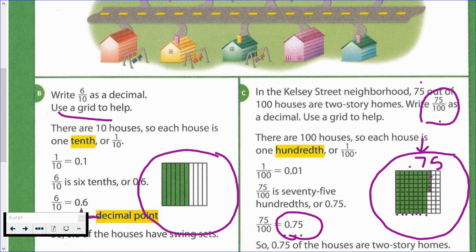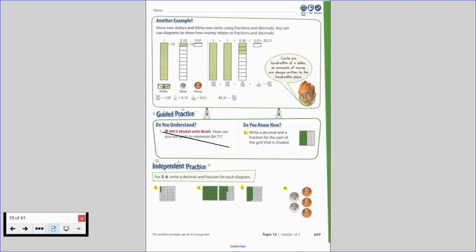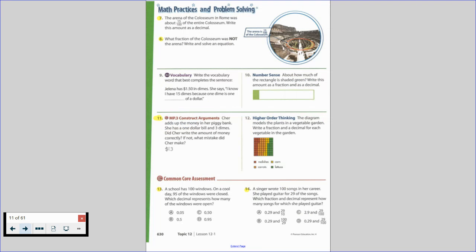So as you are working today, you're going to be asked to work on the following problems. On the first page of the lesson, please work on numbers 2, 3, 4, 5, and 6. On the second page of the lesson, please work on numbers 7, 8, 11, 13, and 14.